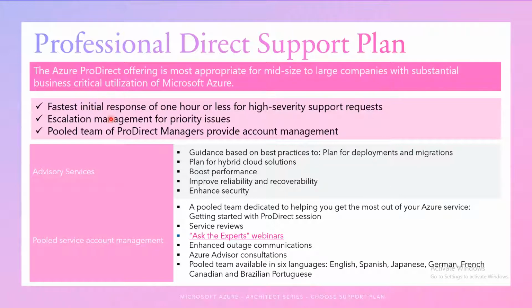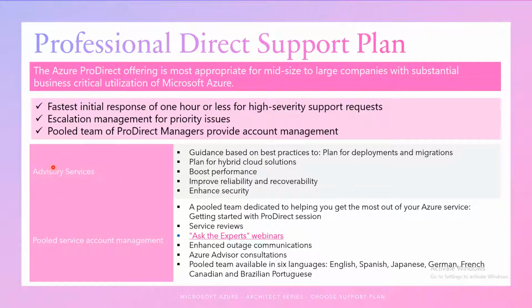You get a faster initial response, which means you get one hour or less for high severity support requests. You also have escalation management: you can escalate to your Professional Direct managers if the support team is not giving you adequate support. The Pro Direct managers are available 24/7 in a pool team. Based on the follow the sun strategy, they will be available to provide account management, and they also provide advisory services.